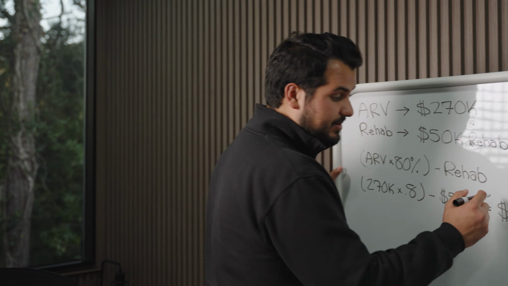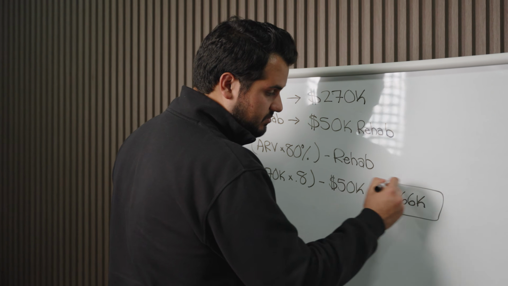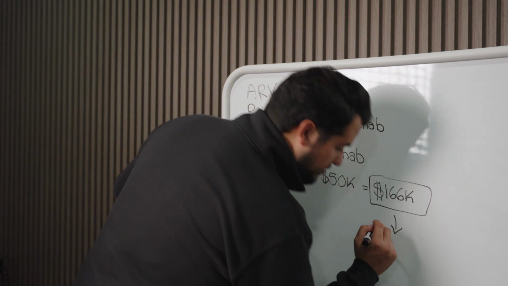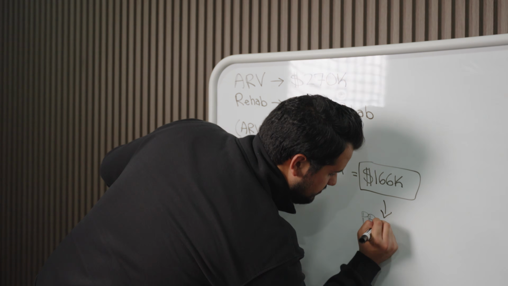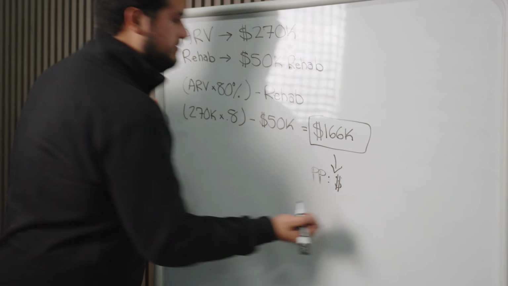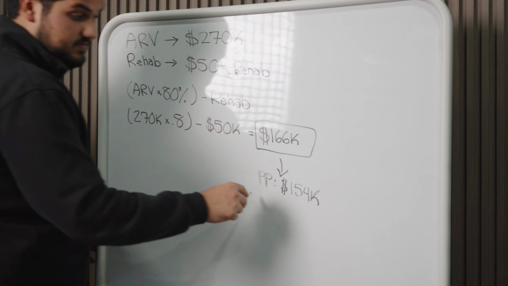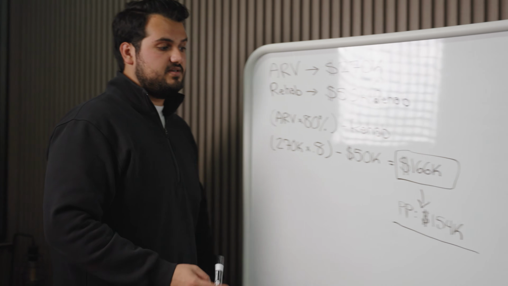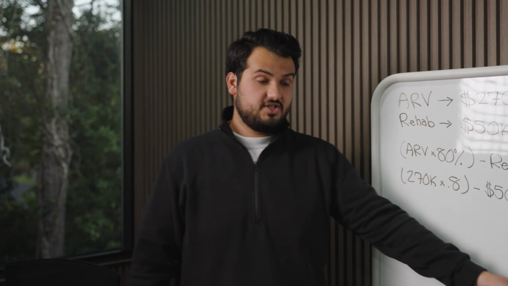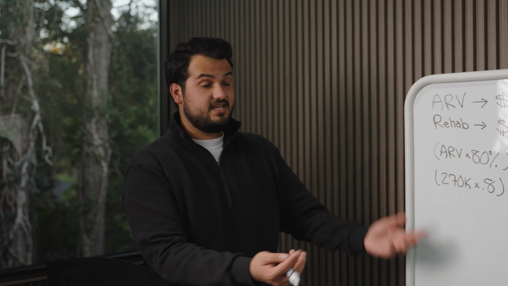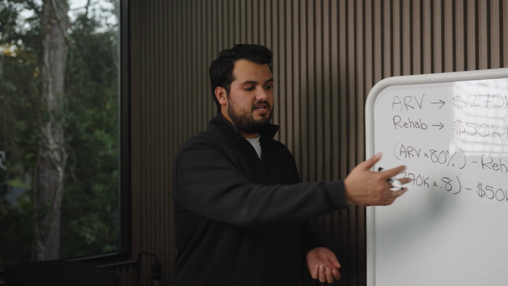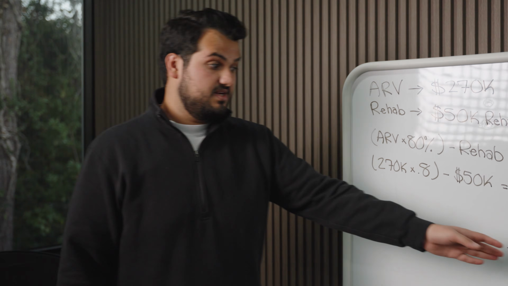But the price that we were able to actually get this at, our purchase price, was $154K. So we bought this $12,000 under what our formula price actually was. So that's a really good deal, right? We're gonna make more than 20% on this deal based on those numbers.